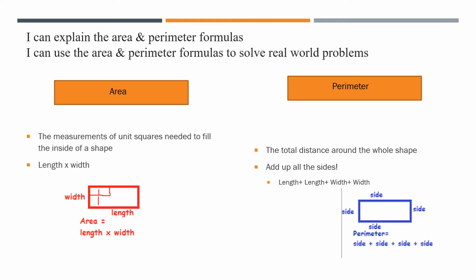Perimeter is the total distance around the whole shape. The formula is pretty simple for perimeter. You just add up all the sides. Or you can look at it as length plus width plus width. There is another way to look at the formula for perimeter, and I will get into that later on as we solve our real-world problem.